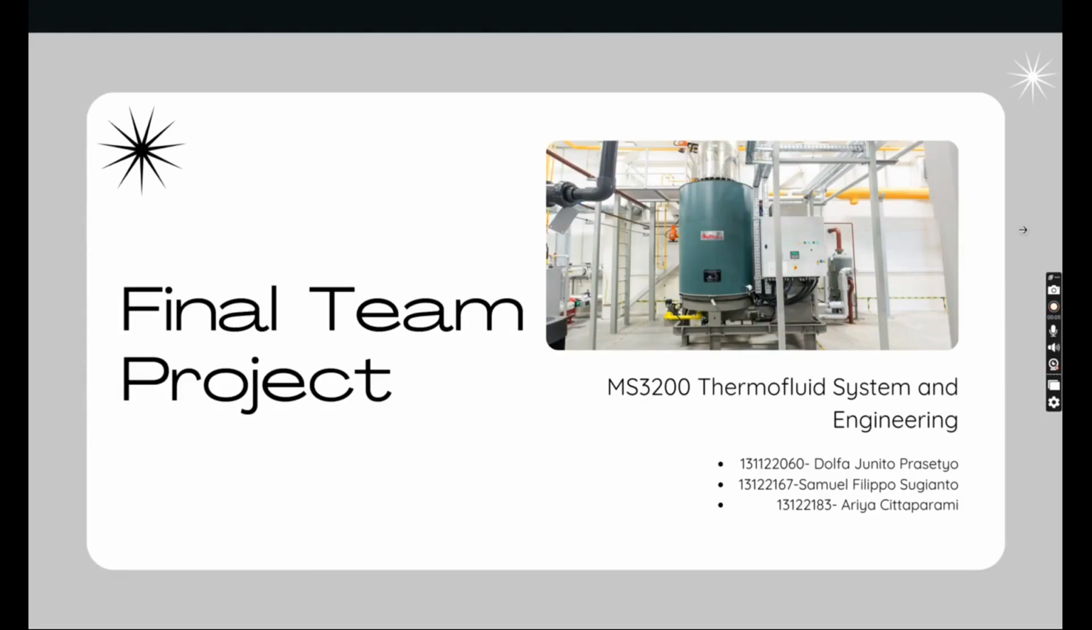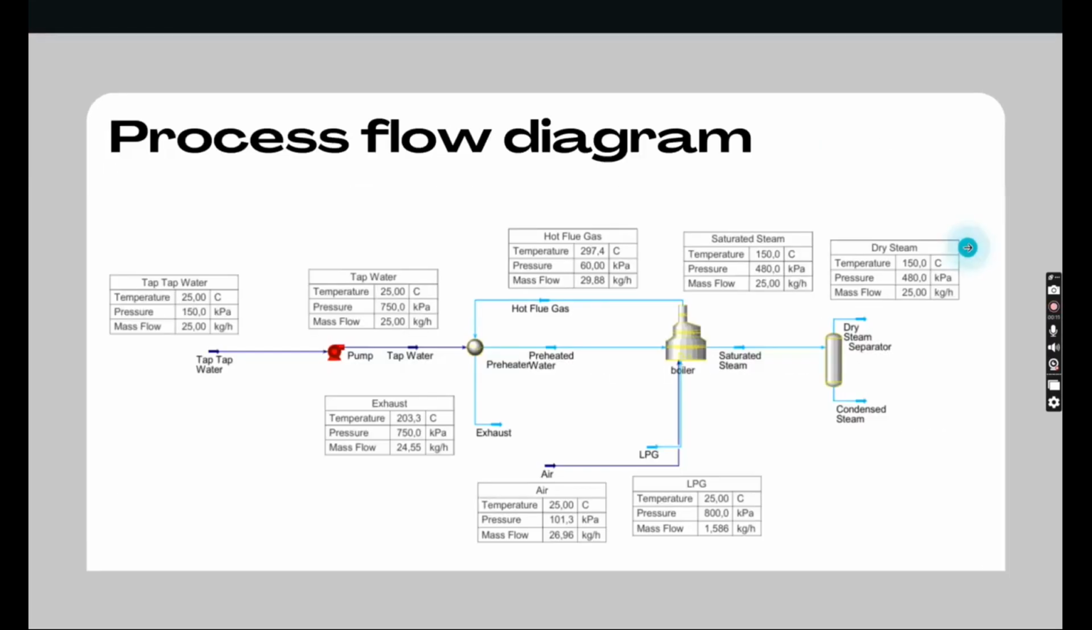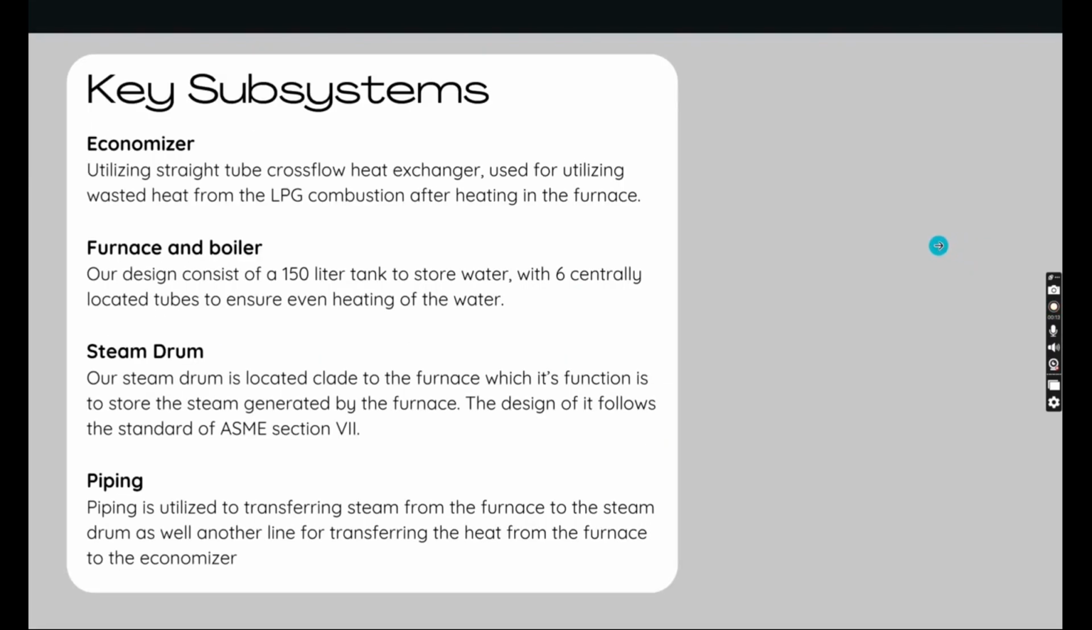In this thermofluid system and engineering final project, I made the economizer, the preheater. The preheater, or the economizer, is a key component in our steam generator system. Its purpose is to utilize residual heat from the flue gas to preheat the feed water before it enters the boiler. This increases overall system efficiency by reducing the thermal load on the main furnace.